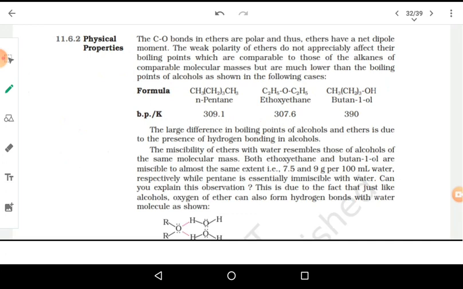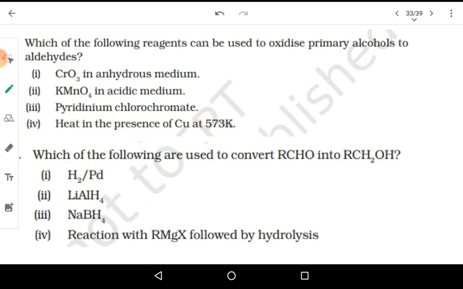The physical properties of ethers and alcohols: as the number of carbon increases, the boiling point increases, right? But compared to alkyl halides, the point is hydrogen bonds between the water molecules. So let us discuss some of the important questions.